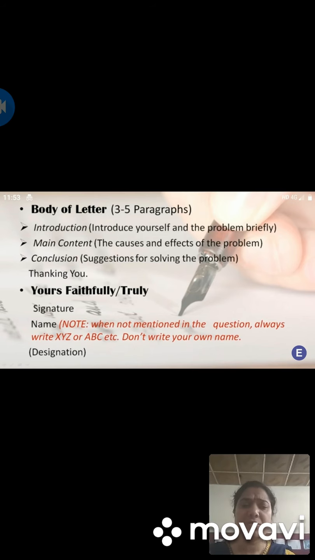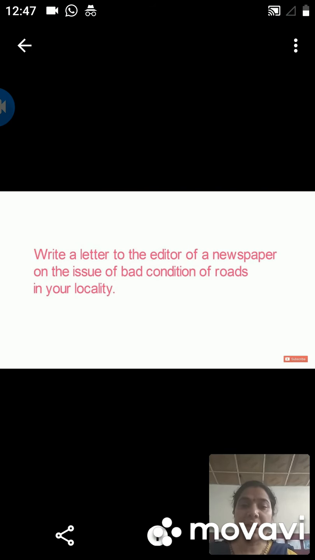Let's start. Now we will do one example of letter writing, and we will understand better. Suppose we write a letter to the editor of a newspaper on the issue of bad condition of roads in your locality. So we will write one letter, and I will tell you step by step how to write the letter to the editor.